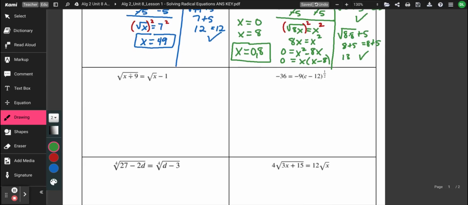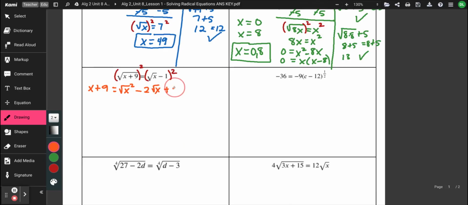Okay, on the next one, I have 2 radicals, and so one of them is already isolated. So I can go ahead and square both sides. On the left side, we're just left with x plus 9. On the right side, we're squaring a binomial. So remember, a squared minus 2ab plus b squared. So the square root of x squared, okay, and then minus 2 times a times b plus b squared.